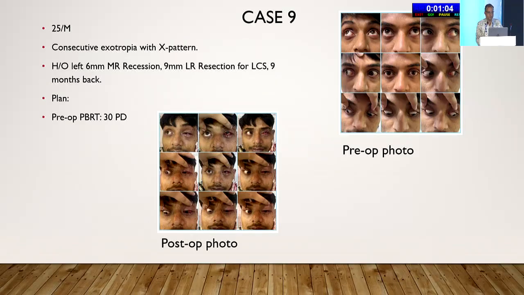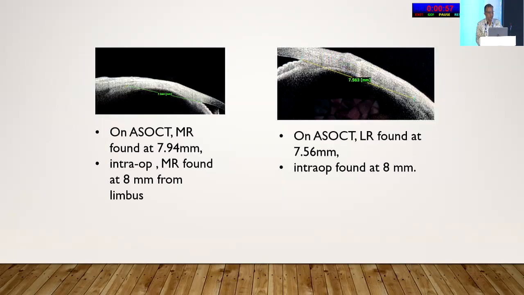So this is another case of consecutive exotropia. These are the pre and post operative photographs. And when ASOCT was done, MR was found at around 7.9 mm, and with caliper it was around 8 mm, and lateral rectus was found at around 7.5 mm, and with caliper it was around 8 mm.